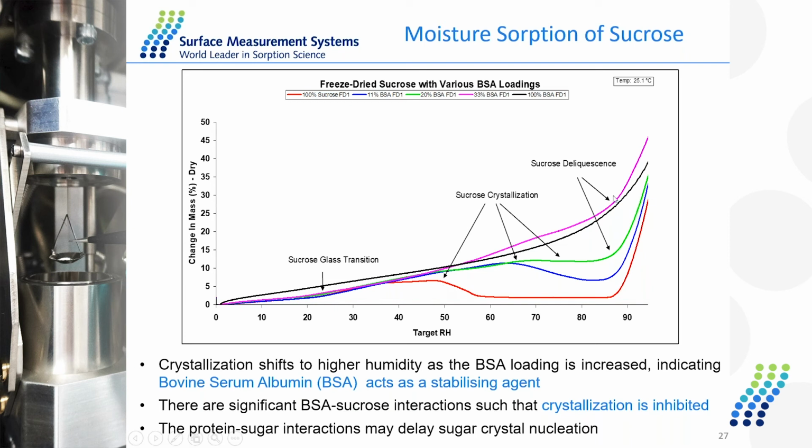So with the increasing of BSA concentration, this crystallization point will shift to higher RH, which means the BSA has a stabilization effect on the sugar content, which is probably due to the protein-sugar interaction that may delay the sugar crystal nucleation. So this will result in the inhibited crystallization. And DVS is a very useful tool to measure this kind of phase transition inside the sample at different conditions.